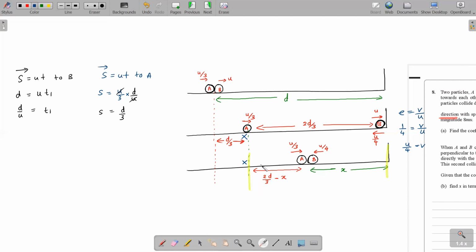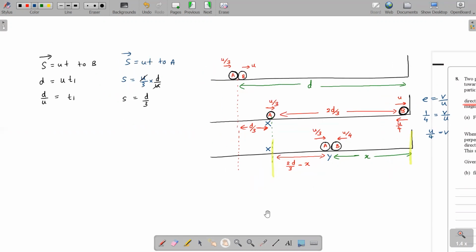Let's say the point of collision is Y. The time taken for A to move from X to Y and the time taken for particle B to move from the wall to this point Y is exactly the same, because particle A is at X and particle B is at the wall, at a distance 2D over 3 apart. Do you agree with what I'm saying? Particle B moves x distance from the wall to the point of collision, while particle A is moving a distance 2D over 3 minus x until it meets B at the point of collision.